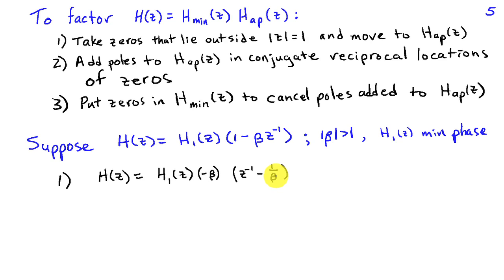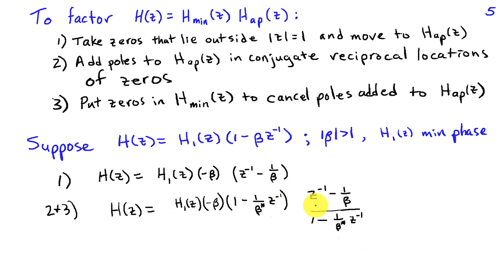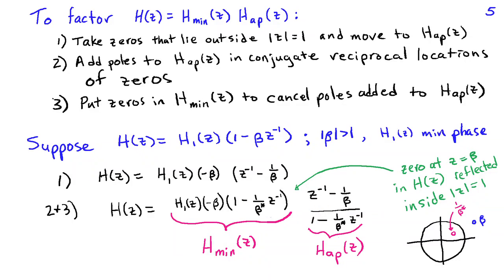And so to do the second and third steps, we need to put a pole into the all-pass term that's at the conjugate reciprocal location of the zero, and that's obtained by putting a pole at 1 over beta complex conjugate. And when we introduce this pole, to keep this equality on the right-hand side, we have to also introduce a zero at 1 over beta complex conjugate. This zero, of course, is inside of the unit circle, whereas my original zero was outside of the unit circle. So now we have our decomposition.